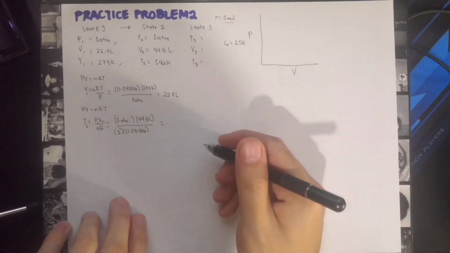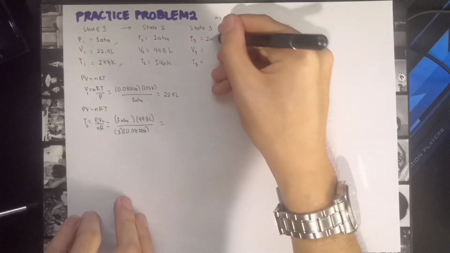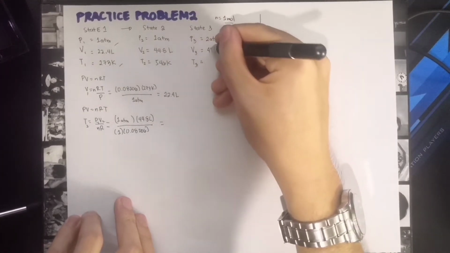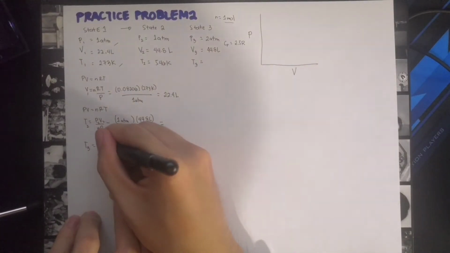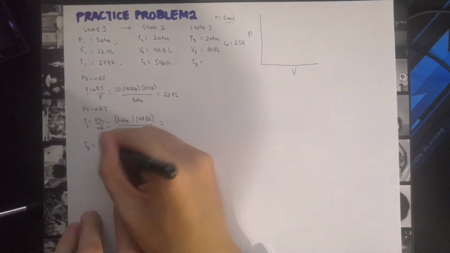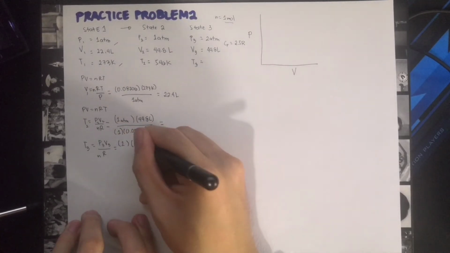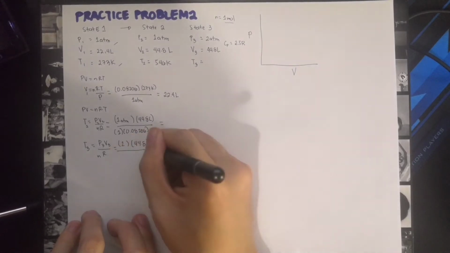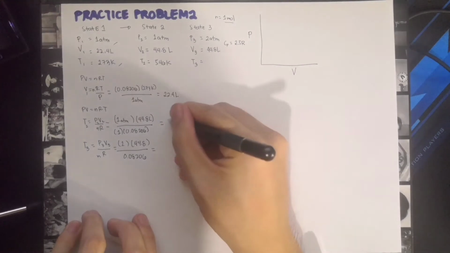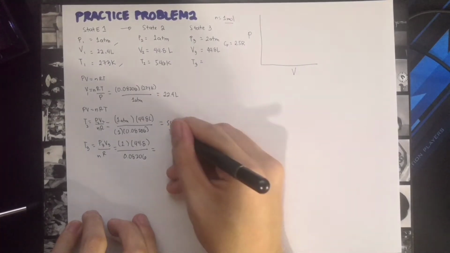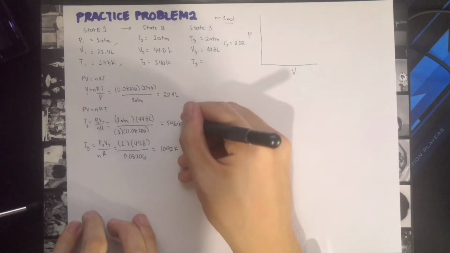Now for state 3, we know that we doubled the pressure, 2 atm, but the volume is constant, 44.8 liters. Then getting for the temperature, T3 is equal to P3 V3 over R, and is equal to 2 times 44.8 times 0.08206. This is equal to 546 times 2, 1092 Kelvin.